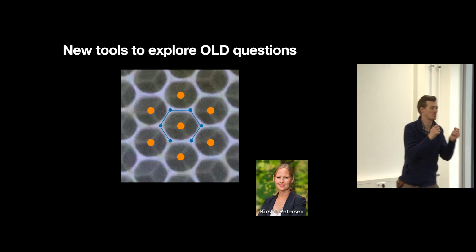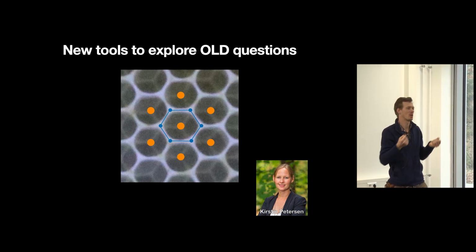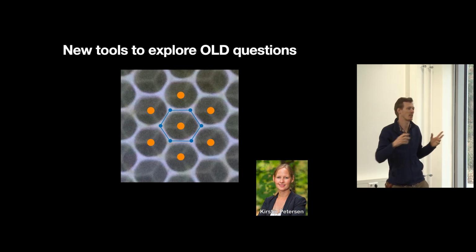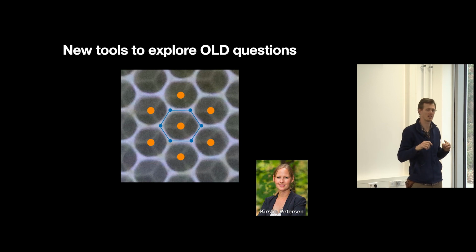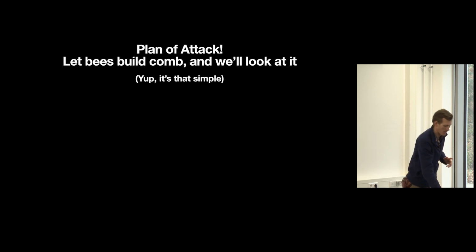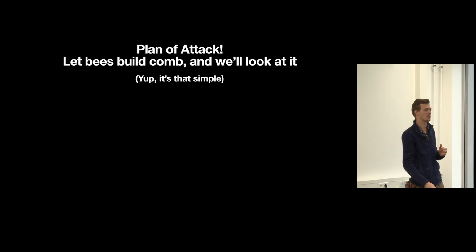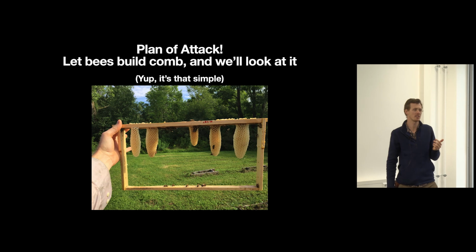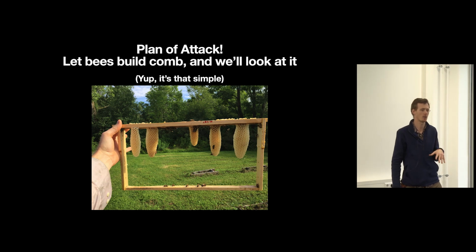Whereas you'd have to do this by individual cells, we can actually go through an entire comb with multiple thousands of cells in about 15 minutes. We can go through and correct that entire thing. And that gives us the individual metrics for every single cell: cell walls, side lengths, angles between them, and everything. The experimental methods we're actually using, though, are very, very simple. Our plan of attack is basically, hey, bees, build some comb, and then we're going to look at it. And that's about as simple as it gets.